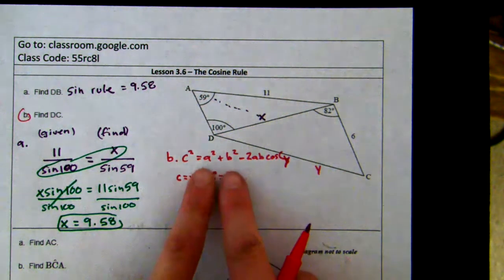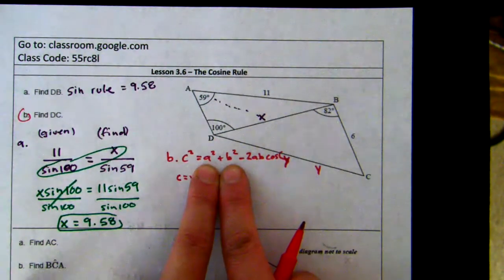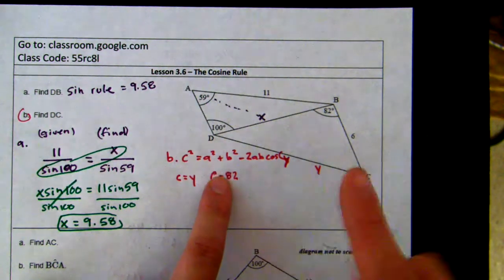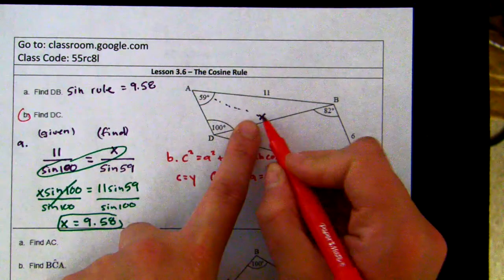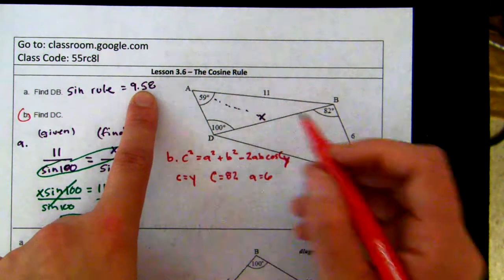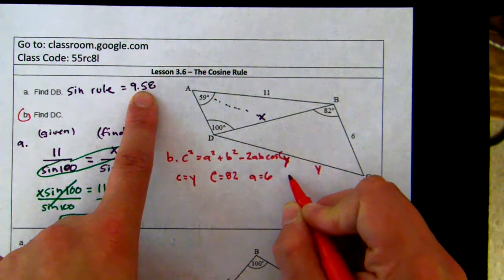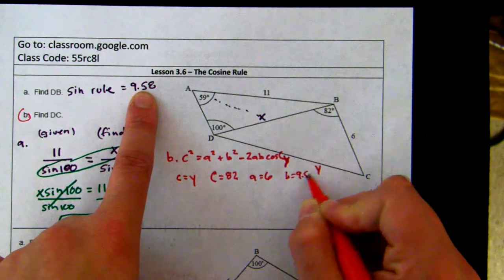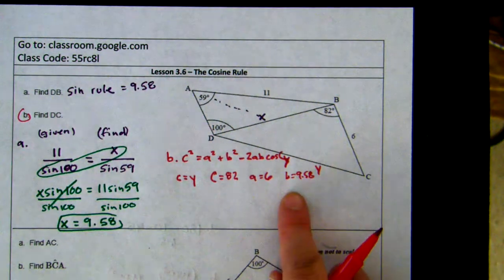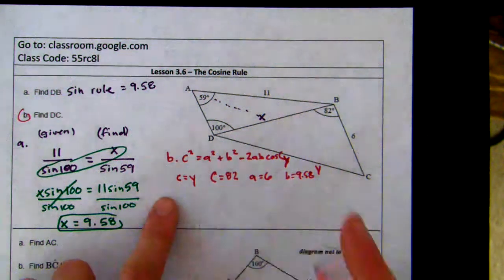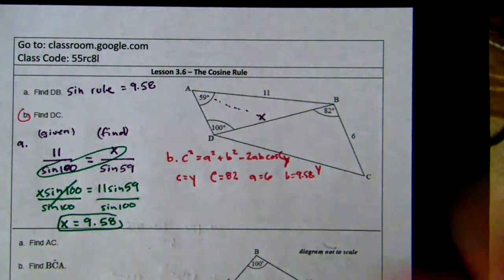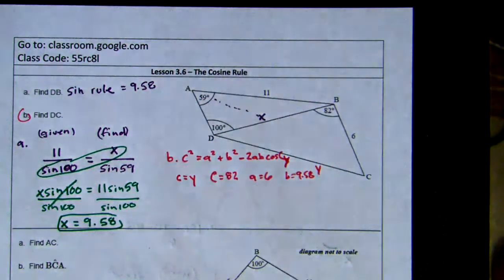Okay. A and B are then just the other two sides of the triangle. I'm going to say that A is equal to 6, and B is equal to this one right here, which we already found the value of as 9.58. So B is equal to 9.58. Labeling this is the hardest part. From there on, we're just plugging stuff into our formula, which I will write in another color.